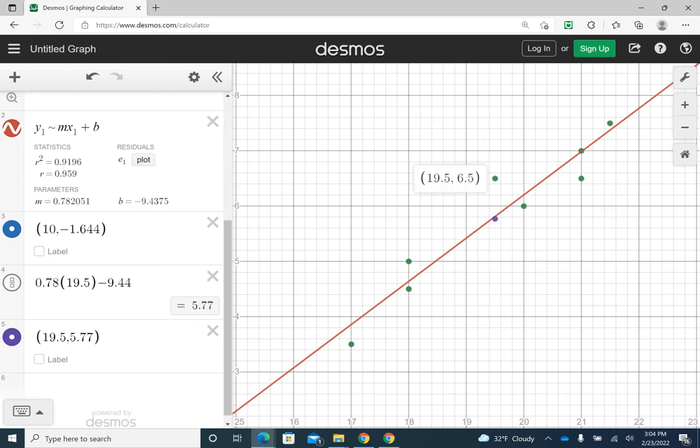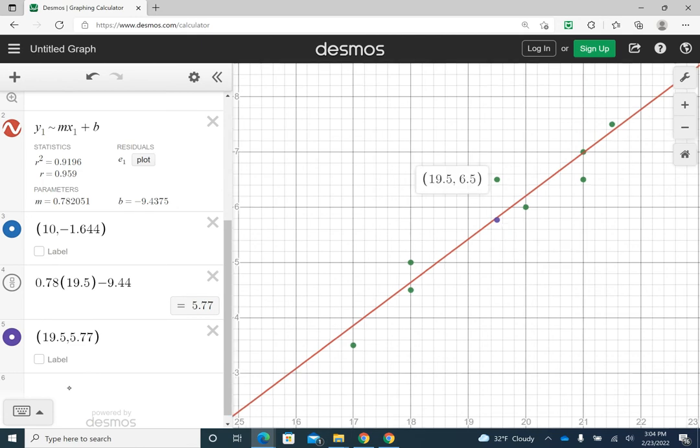So predicted at 19.5, I got 5.77 for the degrees outside. What actually happened? It was actually 6.5 degrees outside. But we predicted 5.77. So our prediction was a little bit lower than what actually happened. The difference between those two, the 6.5 and the 5.77, that is called a residual.